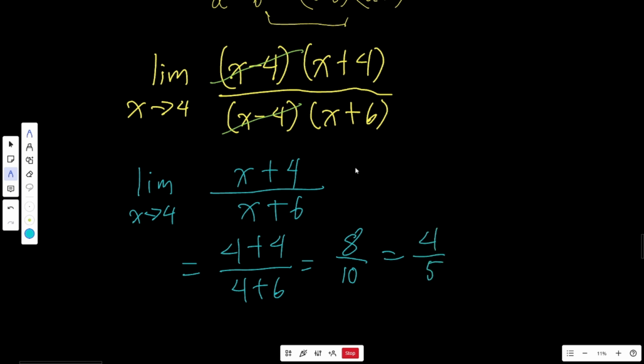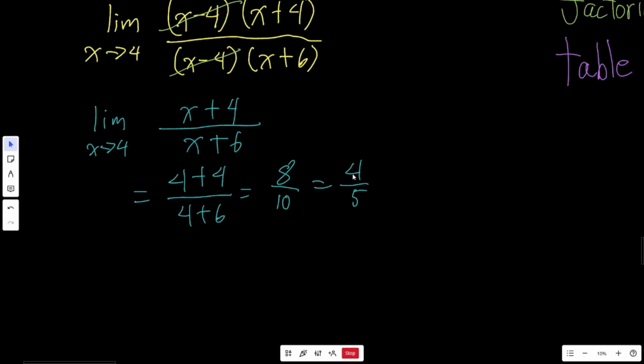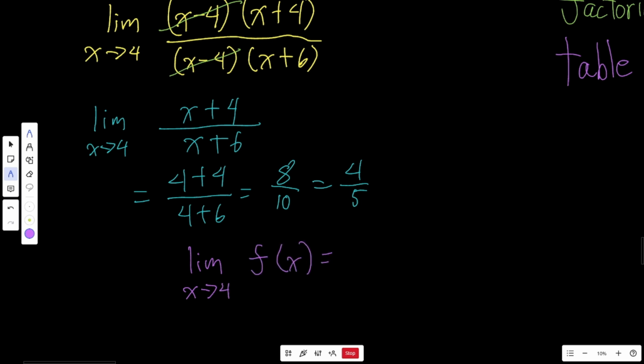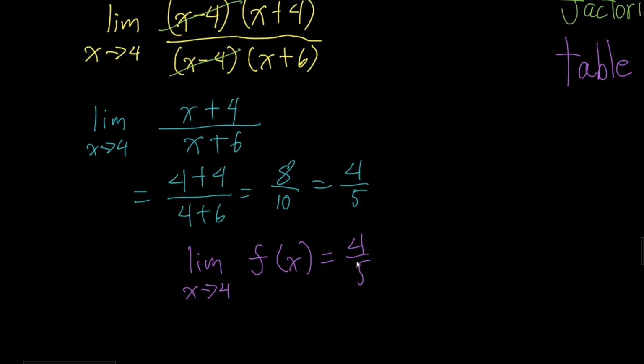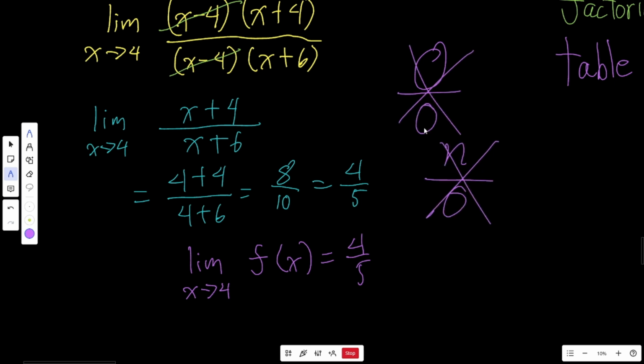Thus, the limit as x approaches 4 of this function, let's just write it like this: the limit as x approaches 4 of f of x is 4 over 5, or 4/5. Our goal in factorization is to make the function itself as simple as possible so that we can avoid indeterminate forms. Again, our no-nos are 0 over 0 and any number over 0. These two are big no-nos because we can't get the limit when we have that form. That simply does not exist.